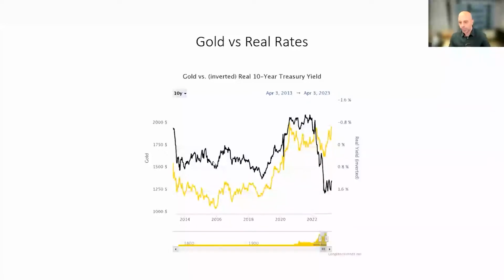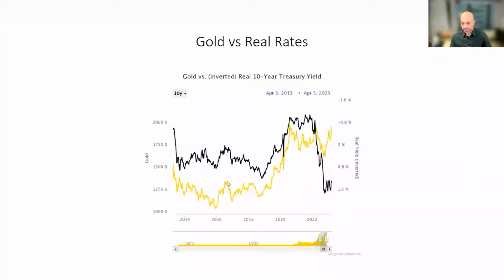Now, this is because as real rates become less positive, heading to neutral and finally negative, this implies that in this type of environment, gold serves as a better hedge against inflation. So this is when investors, central banks, and other players will start to buy gold.